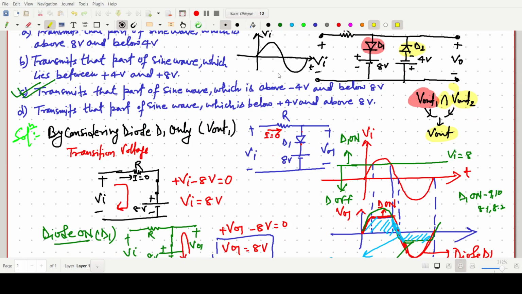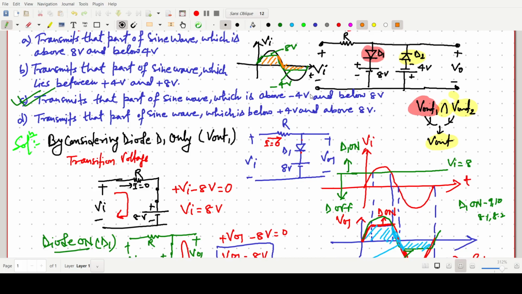So in this case, the output response is more or less this one. This one is 8 volt and this one is minus 4 volt. So the output is like that. It will pass this portion of the sine wave, that is, above minus 4 volt and below 8 volt is the option, and it does not pass the other options. So this is all about this question.